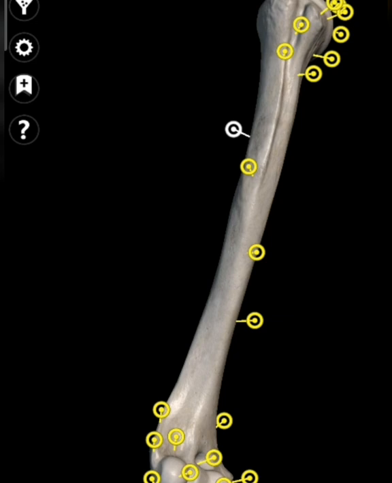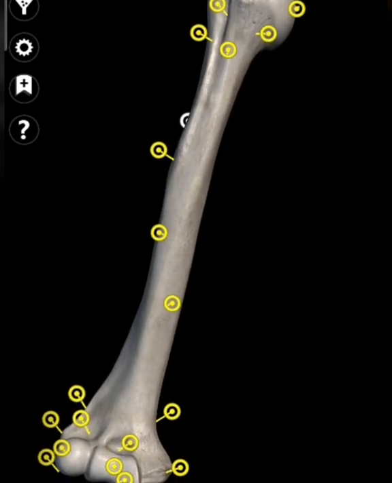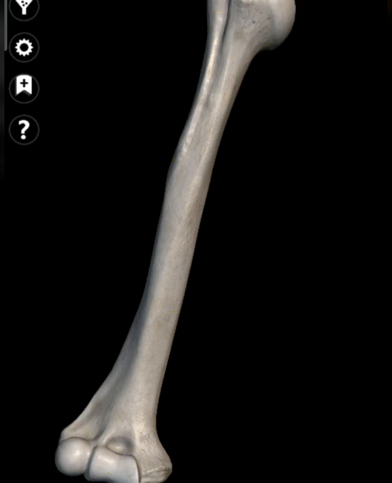Where do they arise? The long head arises from the infraglenoid tubercle of the scapula, and the medial head arises from the posterior surface of the humerus, and the lateral head also arises from the posterior surface of the humerus. Where does it get its insertion? It gets inserted on the olecranon process. The innervation is the radial nerve.